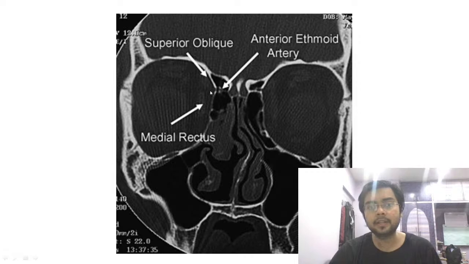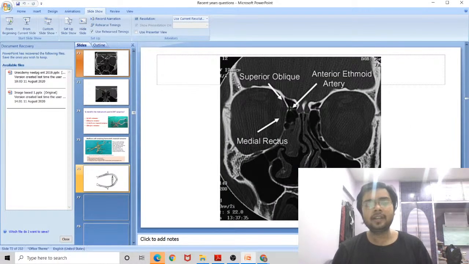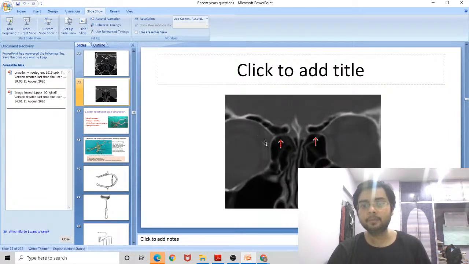This part is called Kennedy's nipple. So don't forget it. This will be your future question in your coming exam. So this is your anterior ethmoidal artery. If somehow they mark it, this is your superior oblique and this is your medial rectus, exiting through the orbit. For today I'll keep it very short, and just for revising, this is your Kennedy's nipple again, and here you can see the anterior ethmoidal artery.